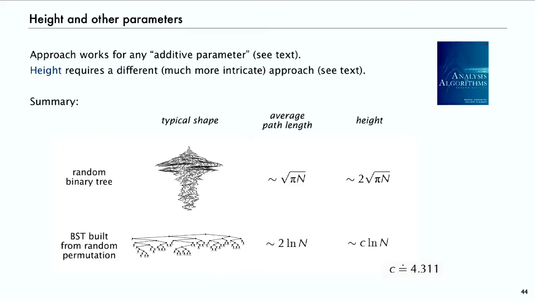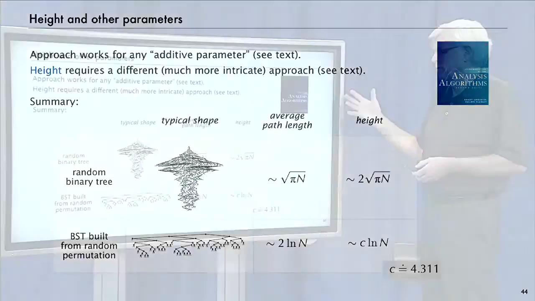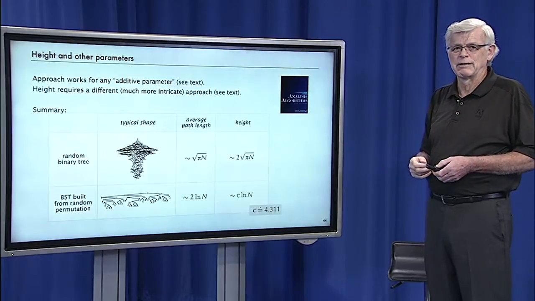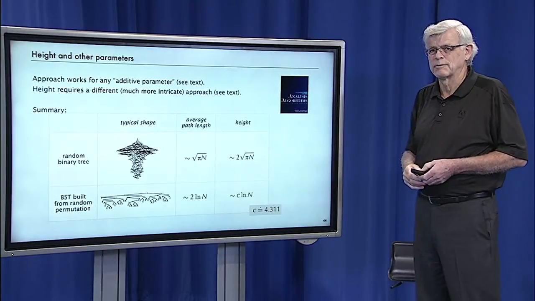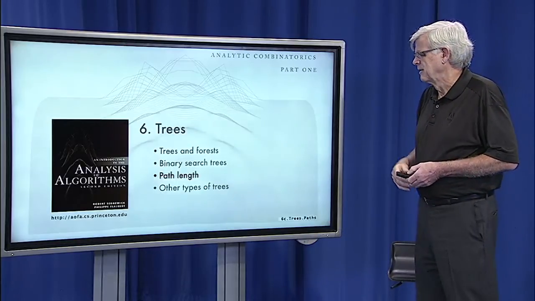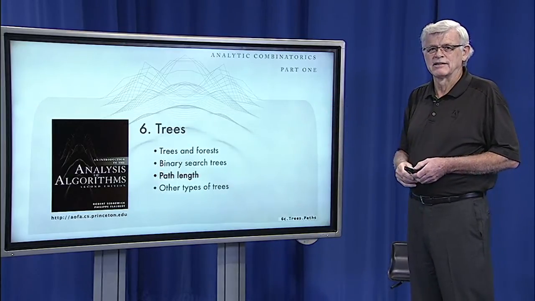And again, there's lots of things that you might want to study about trees, and I know I've only really talked in detail about path length, but you can find plenty of examples in the book that show that the same approach works for many other tree parameters as well, and certainly don't have time to talk about all of them in this lecture. That's a summary of the study of path length in trees.